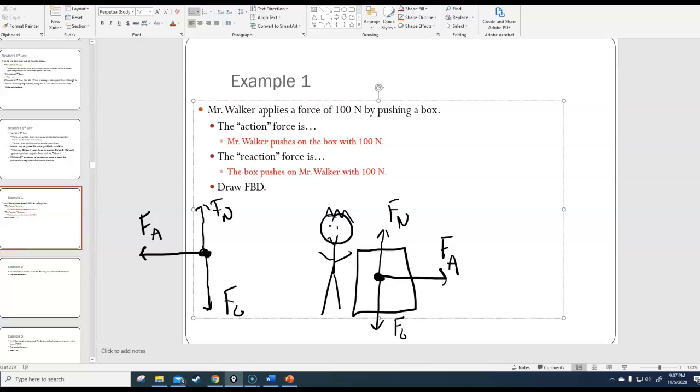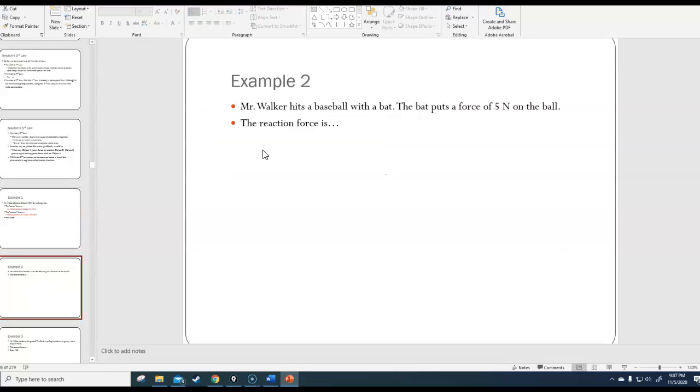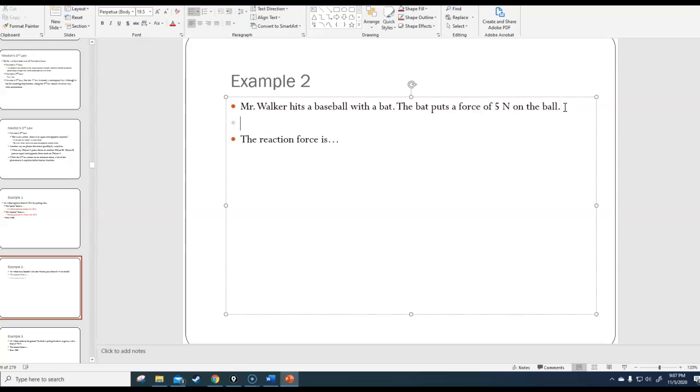Okay, so let's move on. Example 2. Mr. Walker hits a baseball with a bat. The bat puts a force of 5 newtons on the ball. So when you're doing these third law problems, it's always useful to identify the action and reaction force and focus on the two objects that you're talking about.